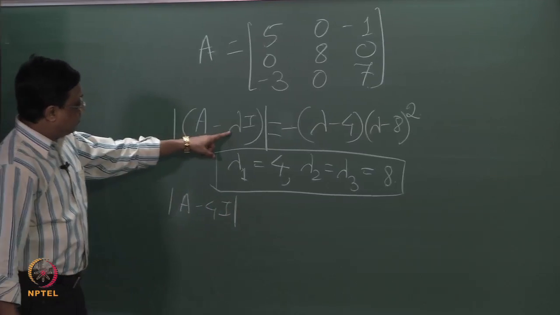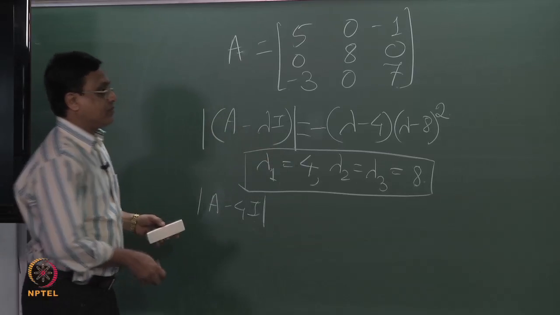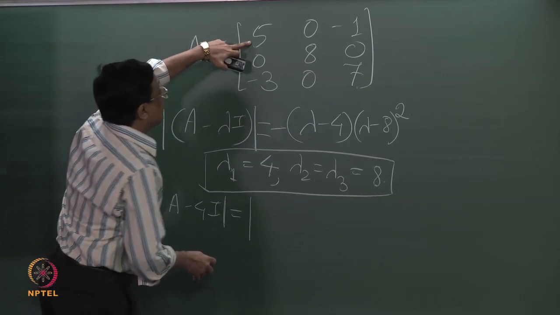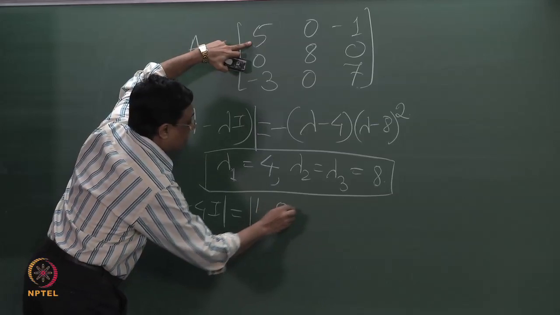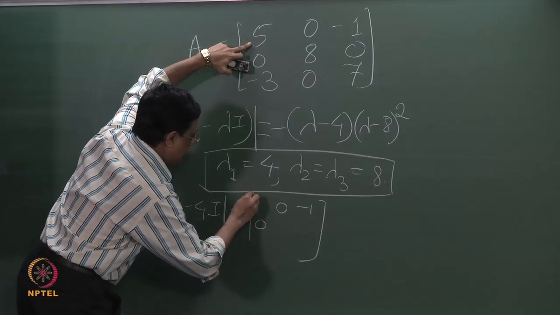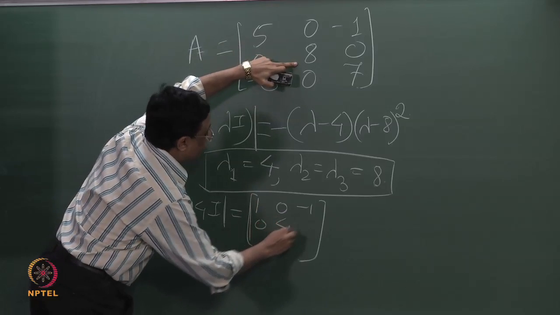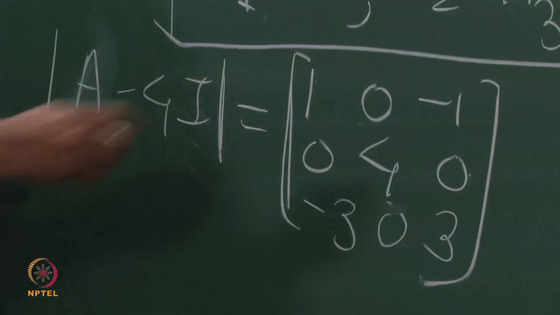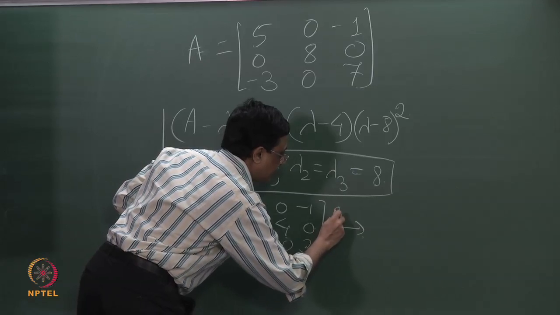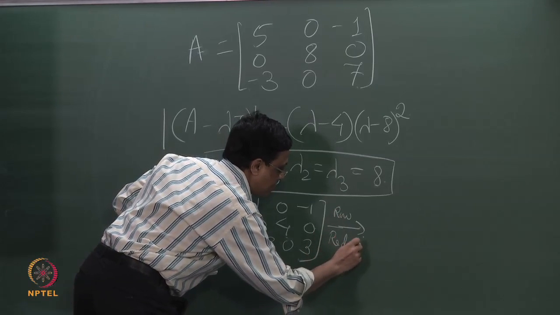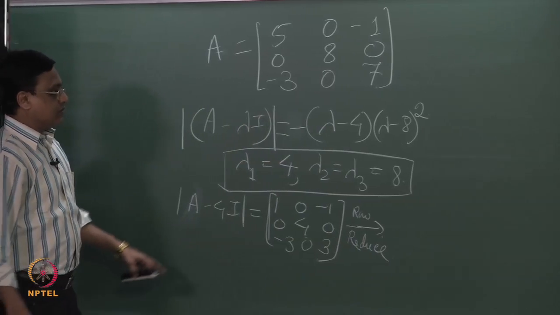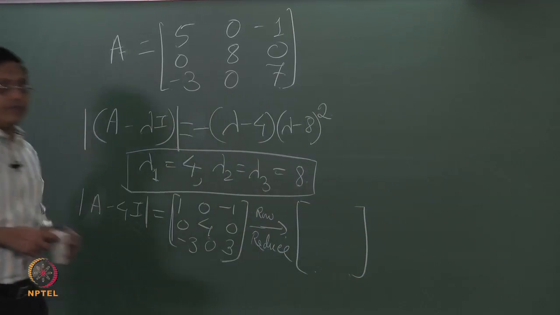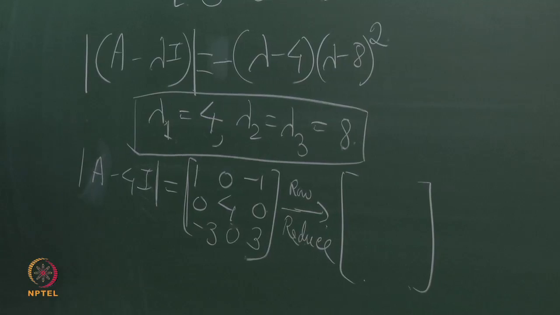That means what I have done in this expression, I have substituted lambda 1, which is equal to 4. If you do so, if you look at this expression here, what will you get? Tell me the first row: 0 minus 1, that is trivial, then 0, 8 minus 4, so that is 4, 0, minus 3, 0, 3. This if you row reduce, which is left as an exercise, you solve it out and tell me, I will wait. So, what is the solution you get?